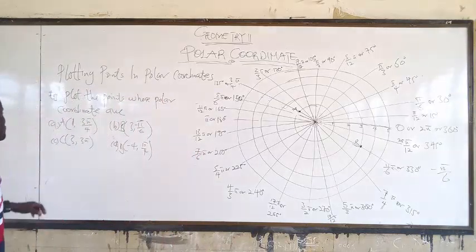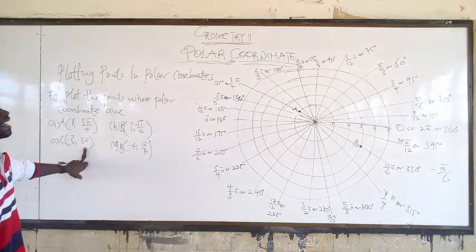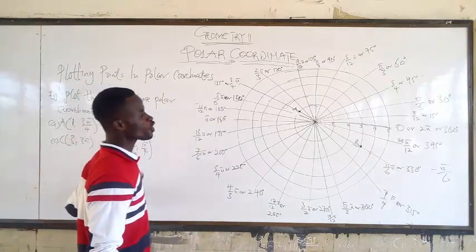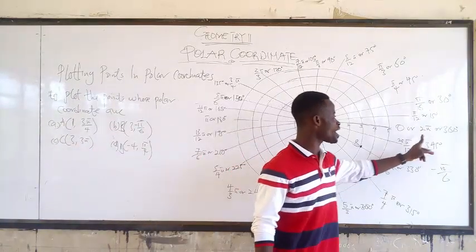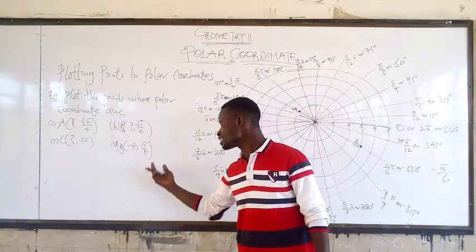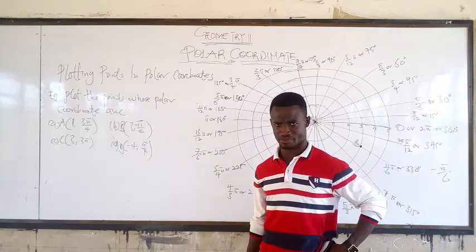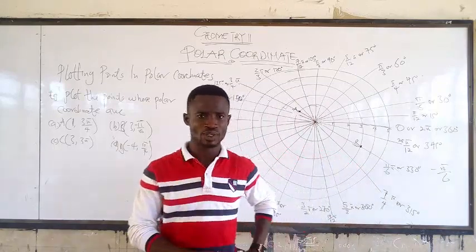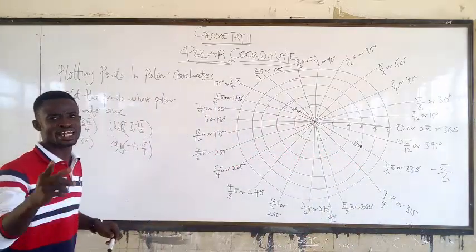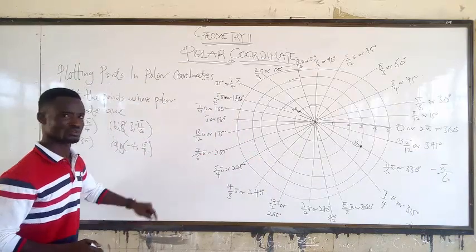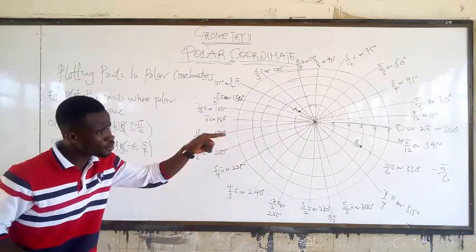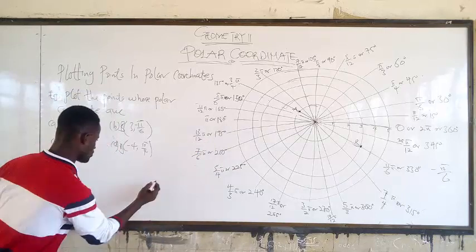Beautiful. C, 3 pi. Wow. We know that the maximum one we have here is 2 pi. So having 3 pi, how are we going to do it? Now let's check on something. 3 pi can be the same as something. Even though we don't have 3 pi there, let's see something.